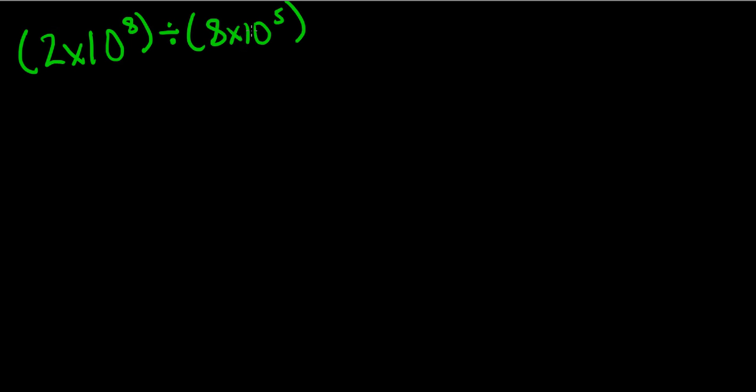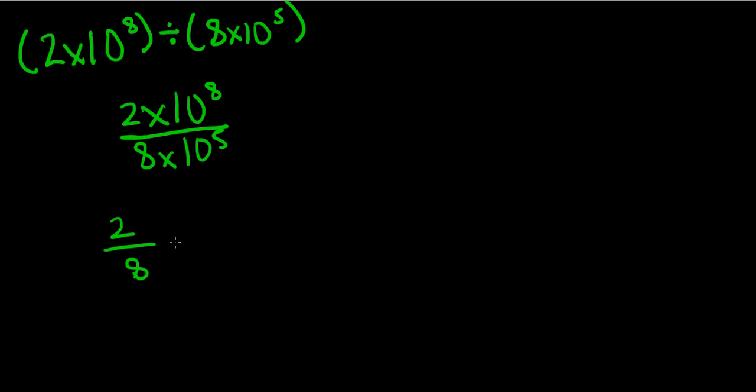Now we're going to look at an example of dividing numbers in scientific notation. So our problem is going to be 2 times 10 to the 8th divided by 8 times 10 to the 5th. So first, let's write this in fraction form. So 2 times 10 to the 8th over 8 times 10 to the 5th. So we can divide the 2 and the 8 first. So 2 divided by 8 is going to be 0.25.